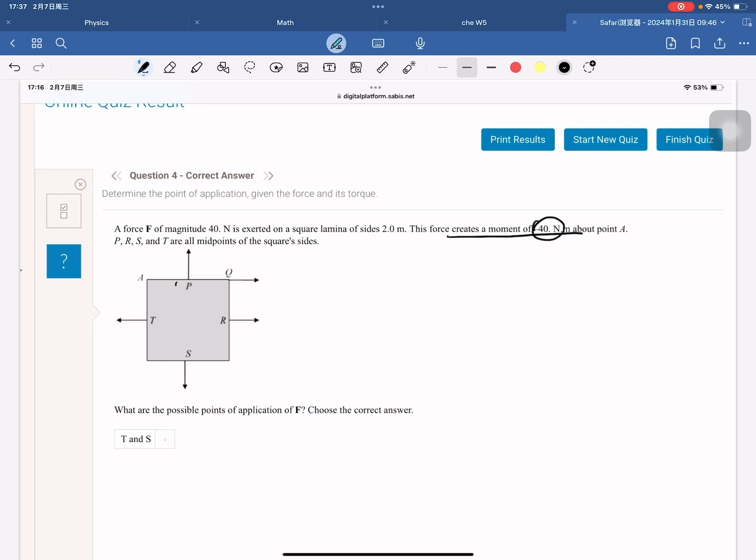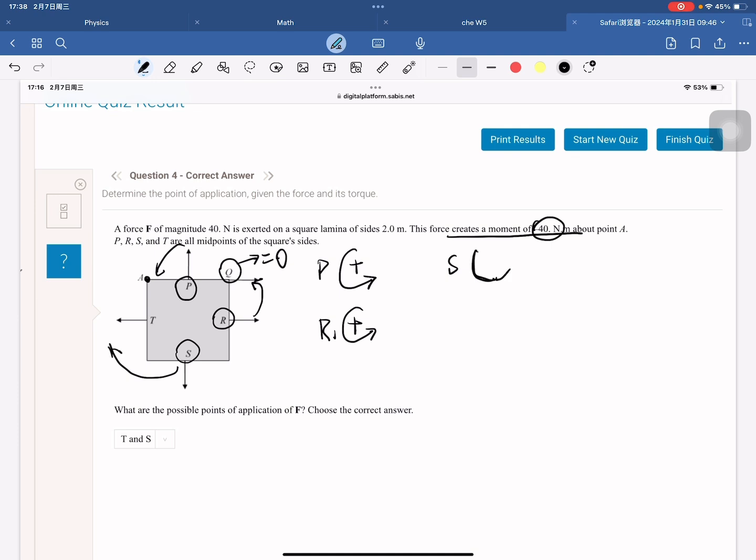So first we look at point P. Point P is moving counterclockwise. It's near A, so counterclockwise. Counterclockwise is positive, so not P. Q. Q is on the same line as A, so the moment of Q is equal to 0. R. R is also moving counterclockwise because it's also near A, positive. For S, S is moving clockwise, like this, so it's negative. And T also moves clockwise, so it's also negative. So the answer is T and S.